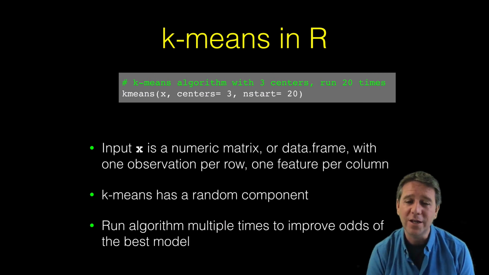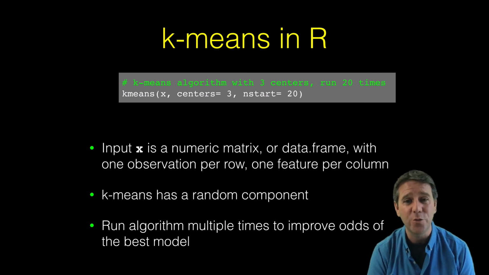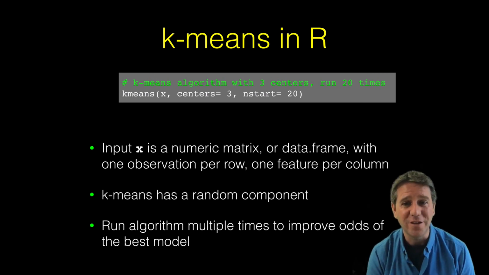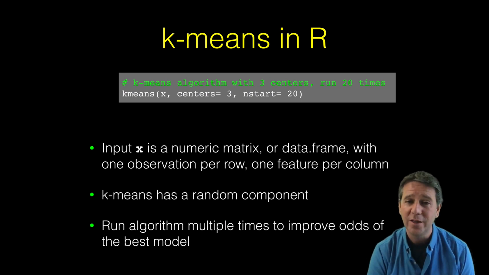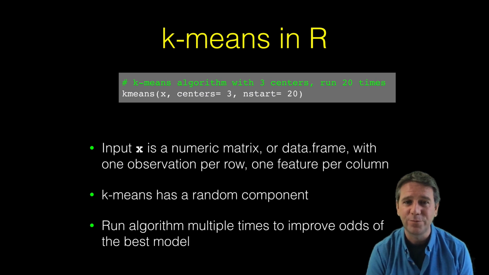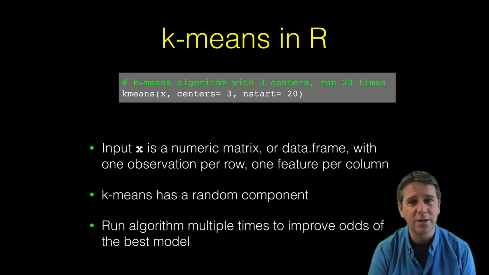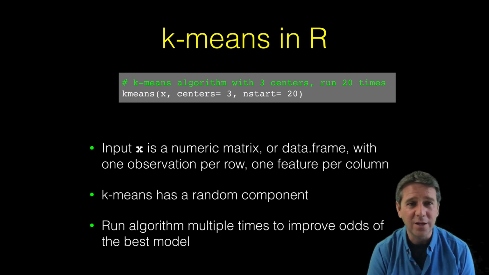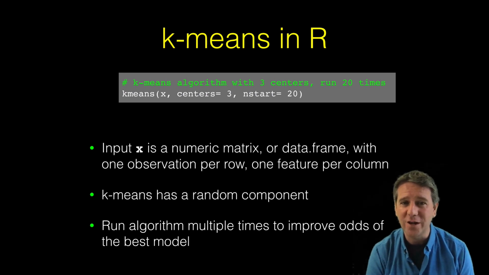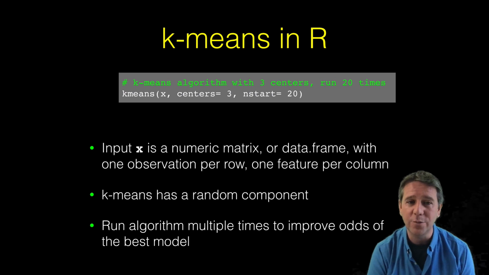And then recall that k-means has this random component to it, and we can control the number of restarts, because the more we run, the better the odds of finding the best model, if you will. So we're going to say restart please, in this case 20 times. We'll often pick a higher number here than the default, because it'll increase our chance of finding that best answer. So that's the kmeans function. Again, x is our numeric input data, centers is the number of clusters you're after, and we're going to run multiple times with this nstart parameter.